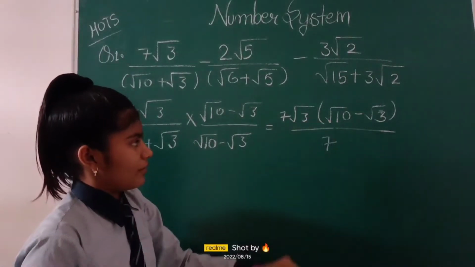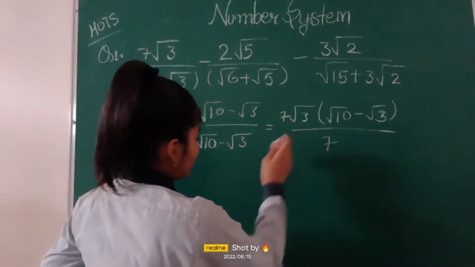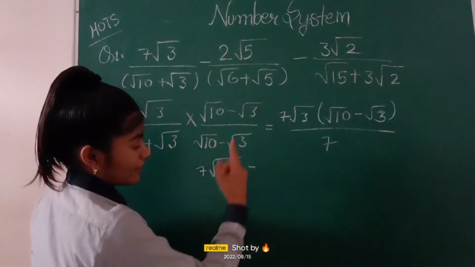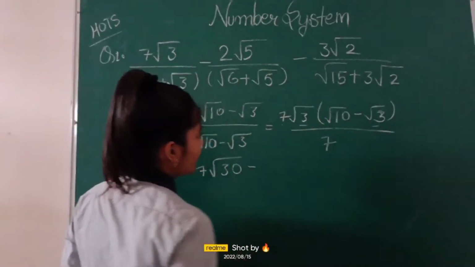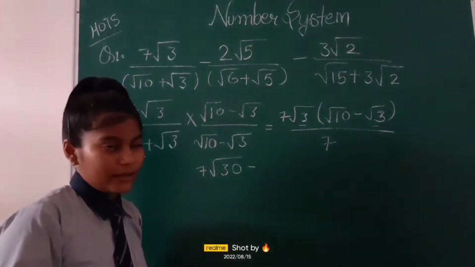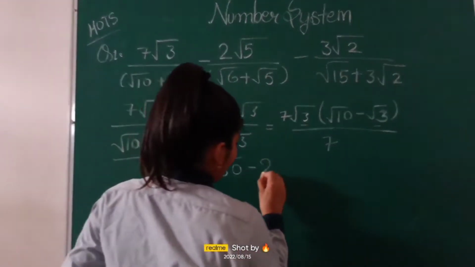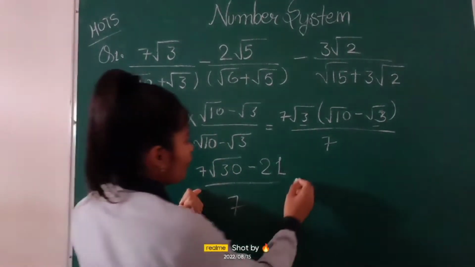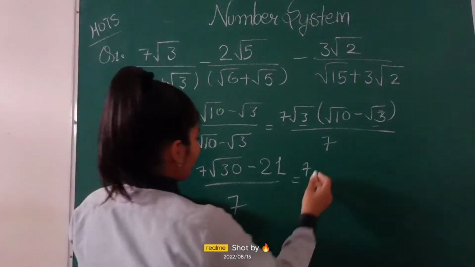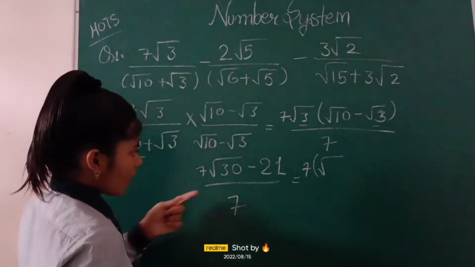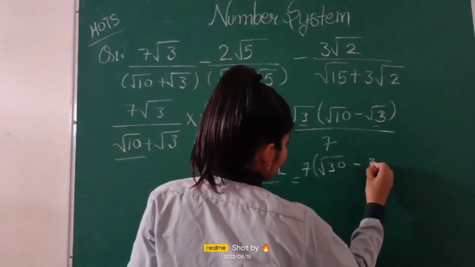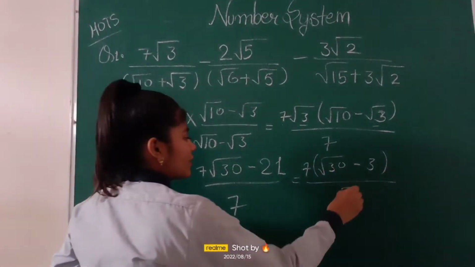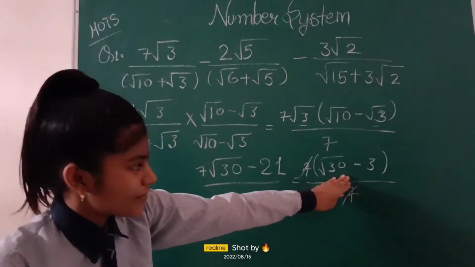Now try to solve these terms. Let's multiply that. We got 7 under root 3 into under root 10, under root 30, minus 7 under root 3 into under root 3, which is 3. So 7 into 3, 21, by 7. Now you can take 7 common here. If I am taking 7 common in the numerator, I will be left with under root 30 minus 3 by 7. Then taking 7 common, it will get cancelled. Now we got under root 30 minus 3.